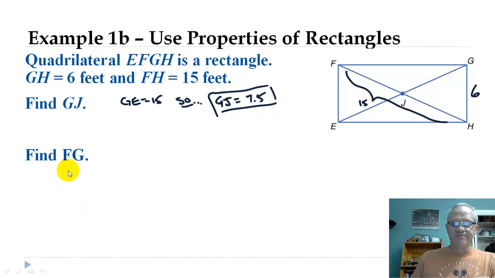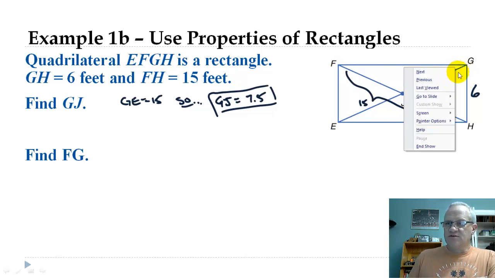What about FG? Now this is a little bit different. FG, that's over here. Well, hopefully your first thought is, well, if it's a rectangle, that's a parallelogram, what's the side straight across from it? EH. Oh, we don't know that one either. Can't use that. So what else can I use? Well, here's where we have to think back to some stuff we did before. Remember, since this is a rectangle, all the angles are 90 degrees. All the angles in the corners are 90. So that means this angle here is 90.